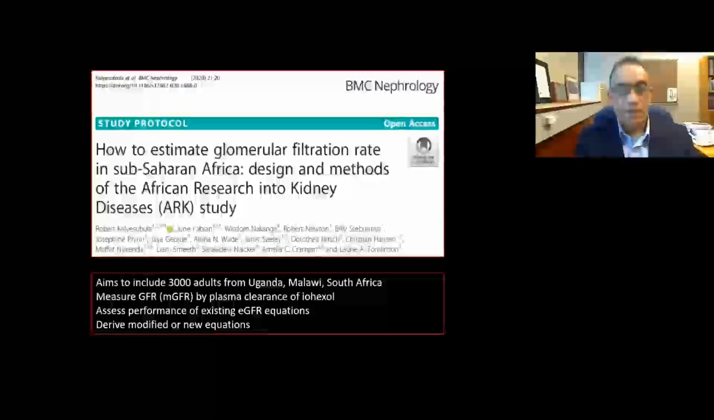Finally, I'd like to show you this paper, which is a study protocol of a very large study by Robert Kalisubula and his colleagues. They aim to include 3,000 adults from Uganda, Malawi, and South Africa, measure GFR in these populations using iohexol clearance, and then assess the performance of the various estimating equations. They also then planned to either modify or develop new equations if necessary.